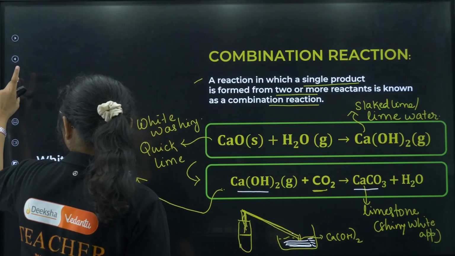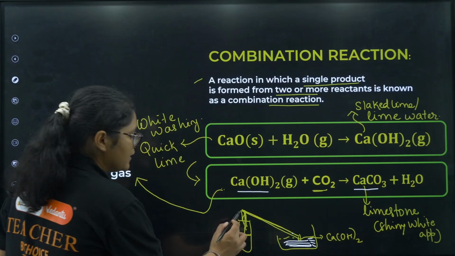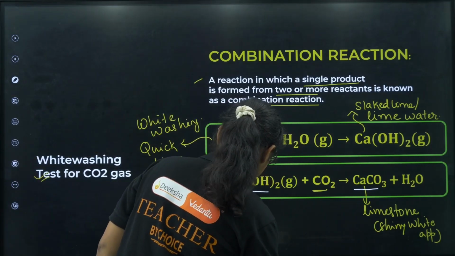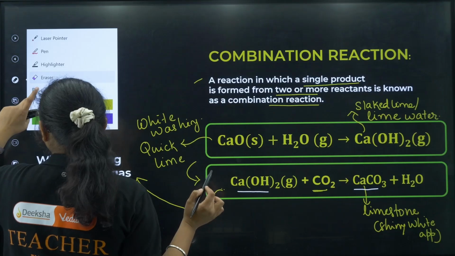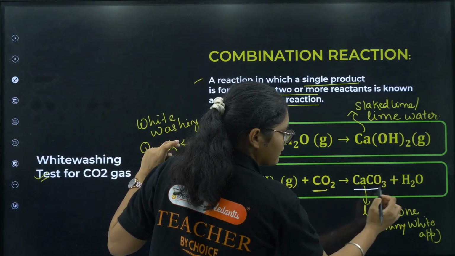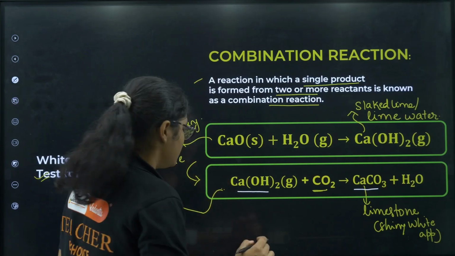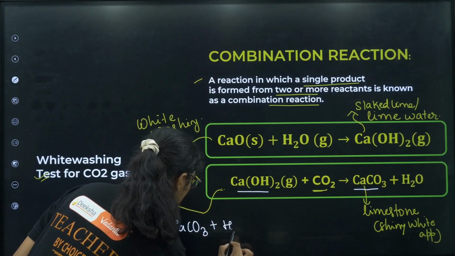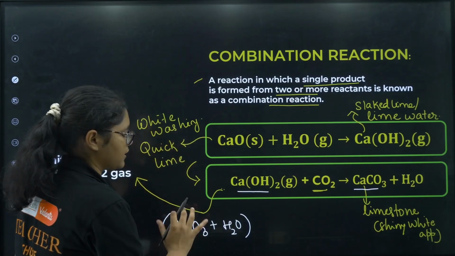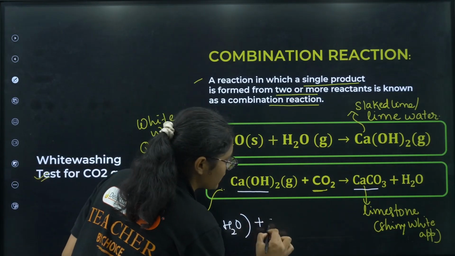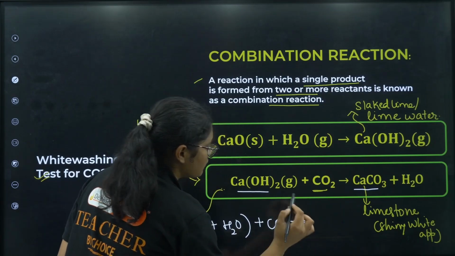Now there is one more question here: what if we add excess carbon dioxide? When you have done this experiment, in this reaction you have calcium carbonate and water. So if you have calcium carbonate plus water in the reaction mixture, and then you add extra carbon dioxide to it, what will you get?